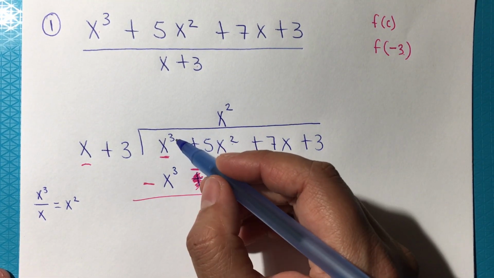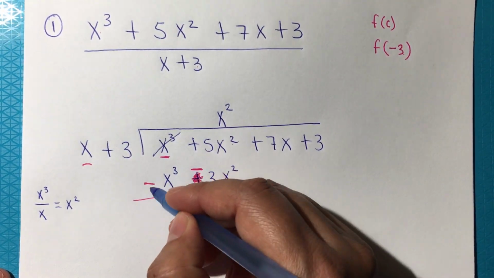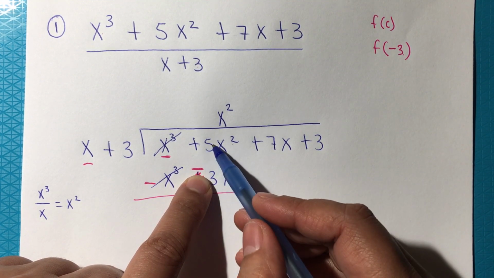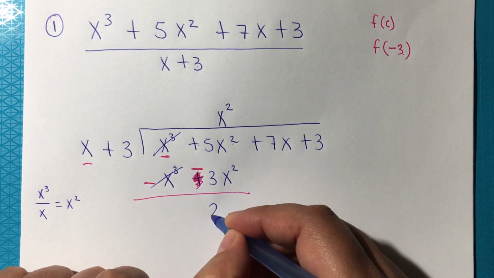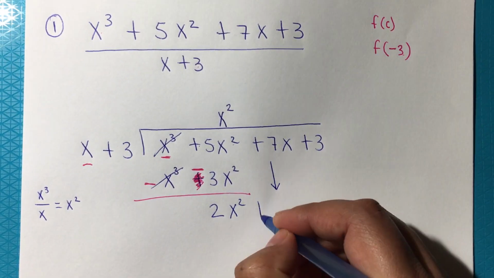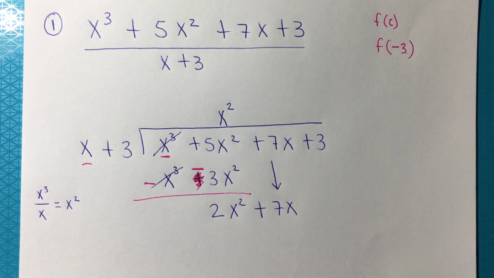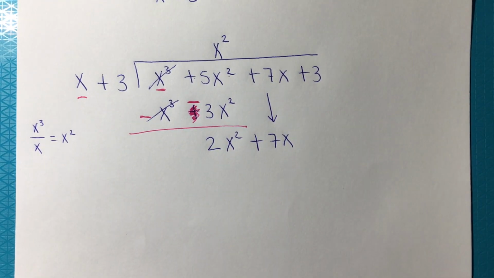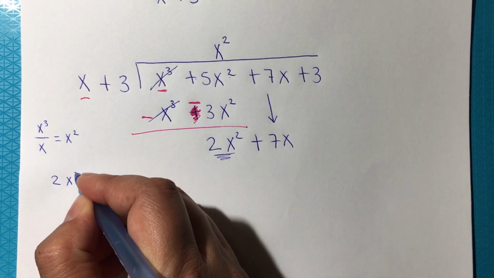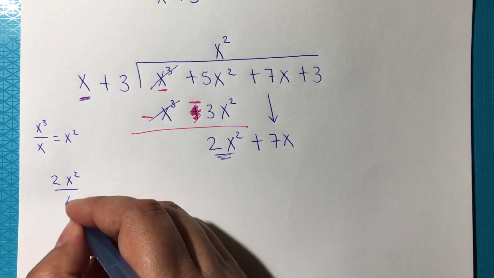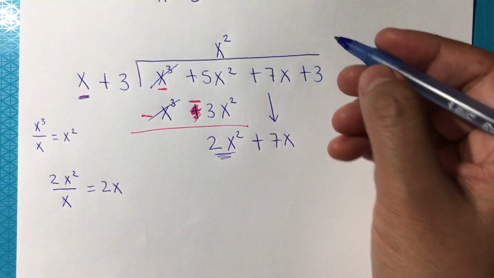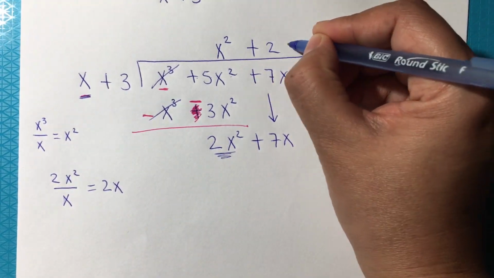Now x cubed and negative x cubed cancel each other. Remember that this is negative 3x squared, so positive 5 and negative 3, that's 2x squared. Now I bring down the other term, so plus 7x. And so, again, I'm going to get the first term, 2x squared divided by the first term in here, which is x. 2 divided by 1 is 2. X squared divided by x is x. So in here, I'm going to put 2x.